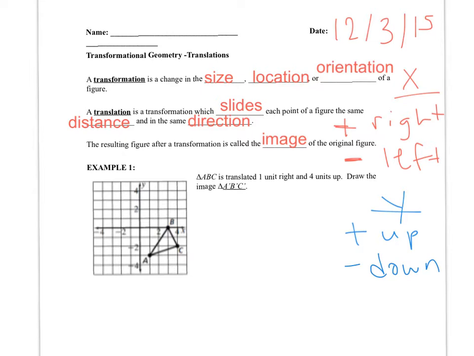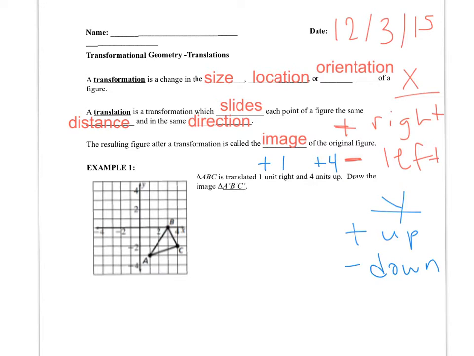And sometimes it'll tell you in words like it does here, translate 1 unit right and 4 units up. So that means that for my points A, B, and C, on my X, I'm going to add 1, and since it says 4 units up, I'm going to add 4 to my Y.